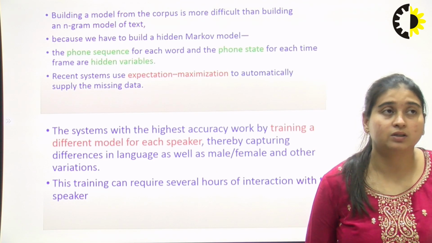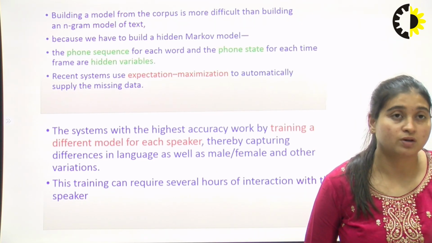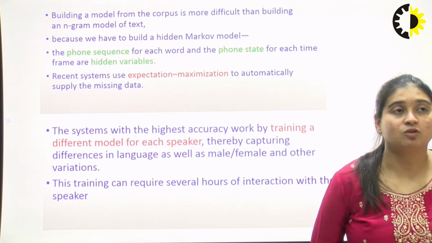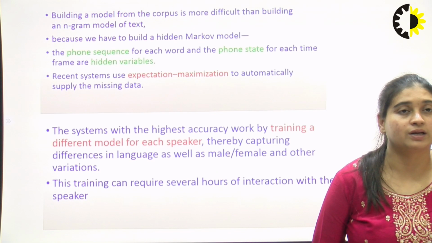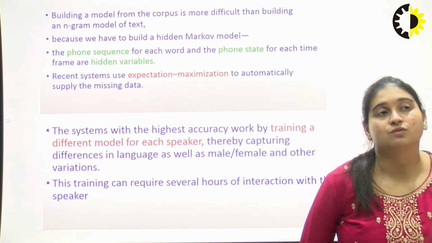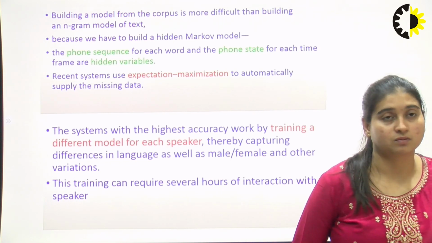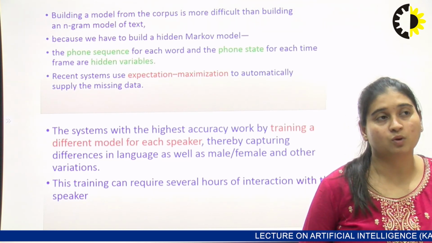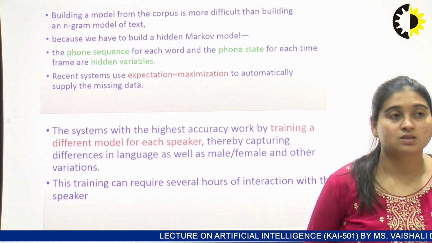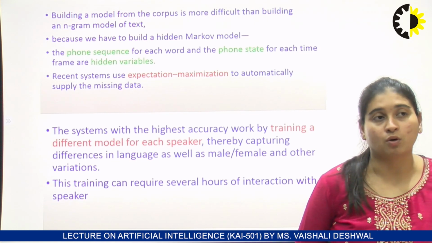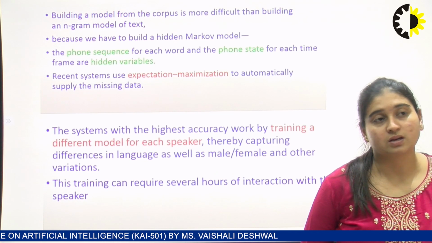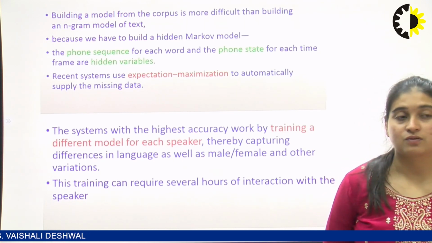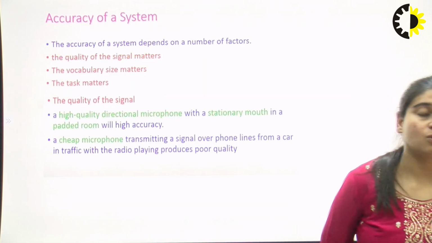Now, is it easy to build a model from the corpus? Building a model from the corpus is more difficult than building an n-gram model of text, because we have to build an HMM, a hidden Markov model. It is very important. The phone sequence for each word and the phone state for each time frame are hidden variables. Recent systems use the expectation maximization algorithm to automatically supply the missing data. The systems with highest accuracy work by training a different model for each speaker, thereby capturing the differences in language as well as male, female, or other variations. Now this training can require several hours of interaction with the speaker. Now, what is the accuracy of a system?